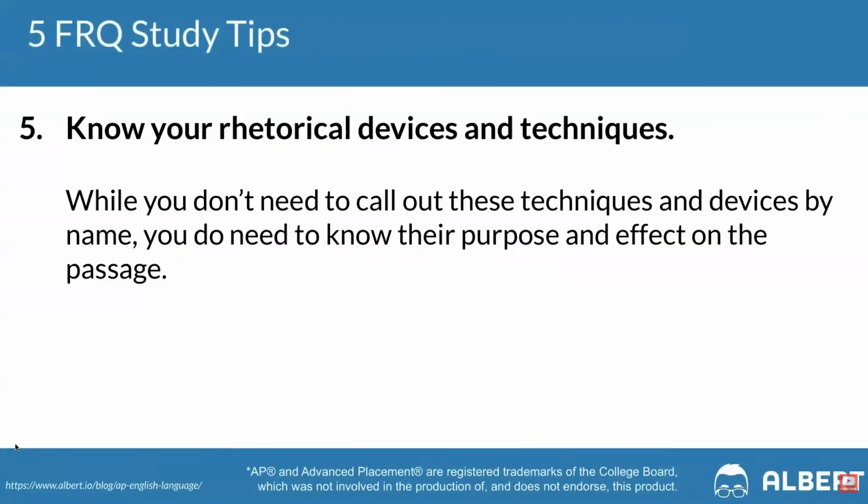Tip number 5 really comes full circle, and that is to remember your rhetorical devices and techniques. We went over this at the very beginning, and it's really important that we emphasize this one more time here for the FRQ section. You don't necessarily need to always call out these techniques or name the devices by name, but what you do need to know is what the purpose of this rhetorical device or technique is in the actual passage itself. If you can recall the rhetorical device, by all means include that just to be safe, but if you can't, focus on helping your reader understand that you do actually get what the rhetorical device or technique is that's being used in this situation.